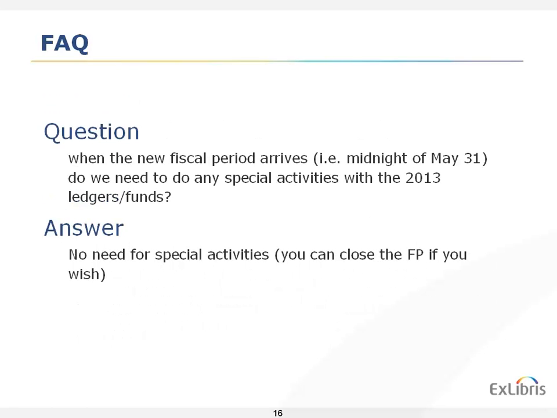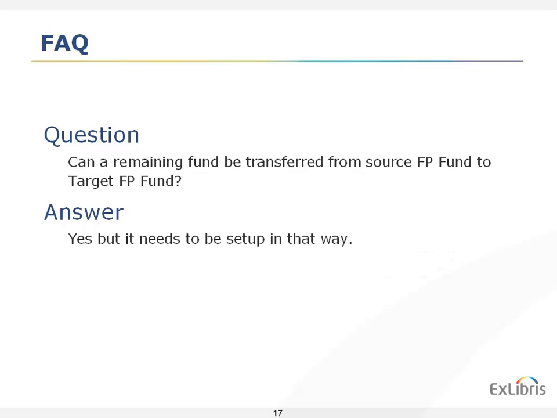When a new fiscal period arrives, i.e. the midnight of May 31st, do we need to do a special activity with 2013 ledgers and funds? The answer is no. You do not need to do any special activities, but if you want, you can close it. It will not appear in any creation of a new PO line since the end date of the fiscal period arrived. Can a remaining fund be transferred from the source fiscal period fund to the target fiscal period? In order to do that, the system needs to be set up in a way that the fiscal period is still active and has enough grace period, and this might be achieved by setting up the system correctly.